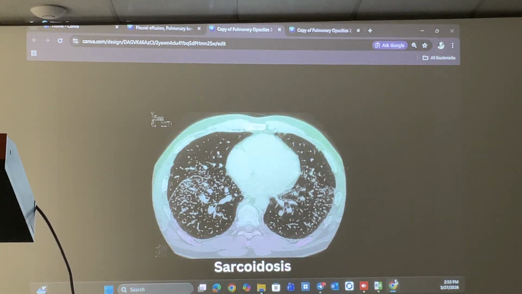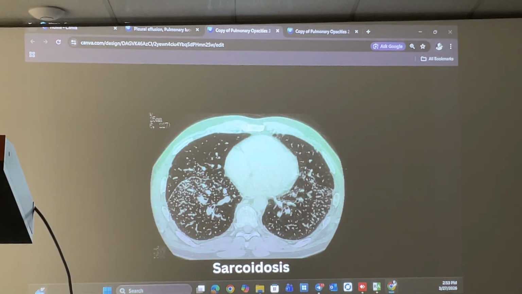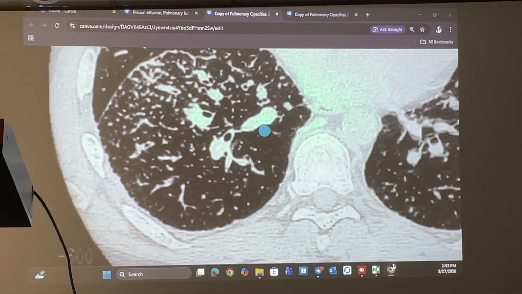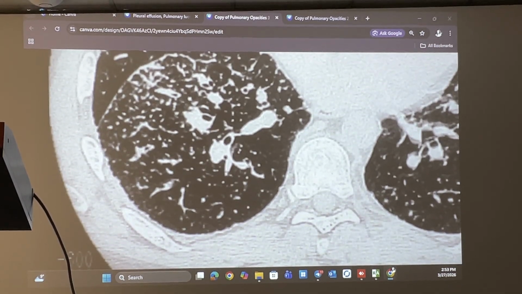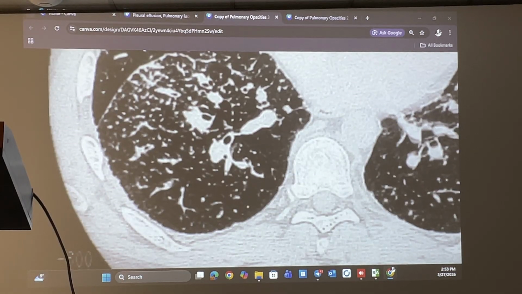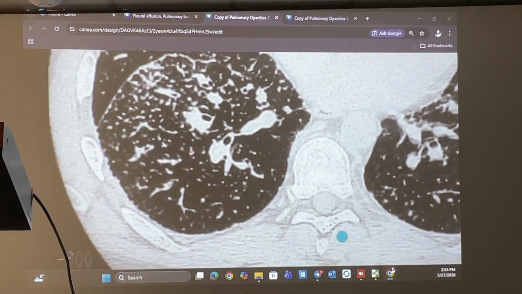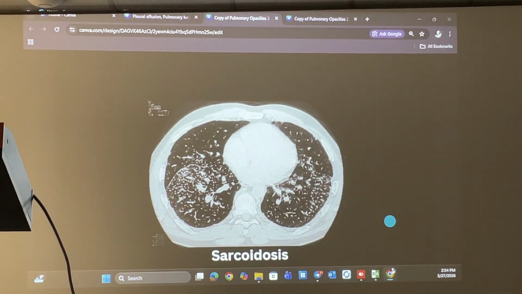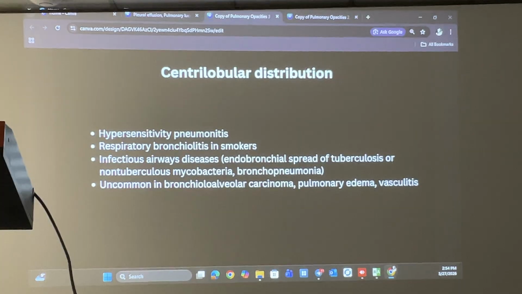And this is sarcoidosis. Nodules are subpleural, along fissures, along interlobular septa and adjacent to the bronchovascular bundles. Can you see any centrilobular nodule? That should be in the center. But mostly the nodules are perilymphatic in distribution.